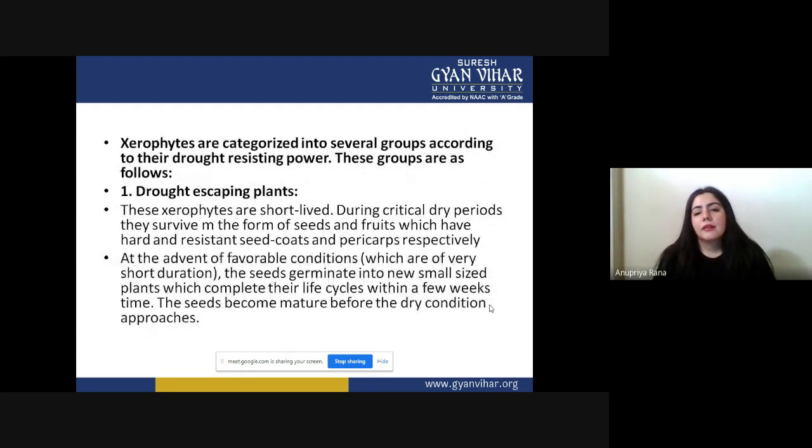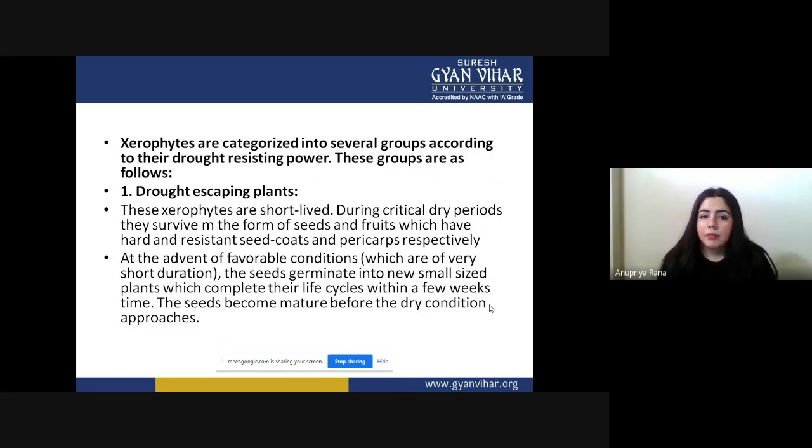Now, if we see their classification or types of xerophytic plants, the very first is the drought escaping plants. Drought escaping means they can escape the drought. How will they escape it? We will see it here. The very first thing is that they are short-lived. They do not live very long. They are not perennial. They can be biennial or short-duration plants, which grow just for 2 or 3 months or 6 months.